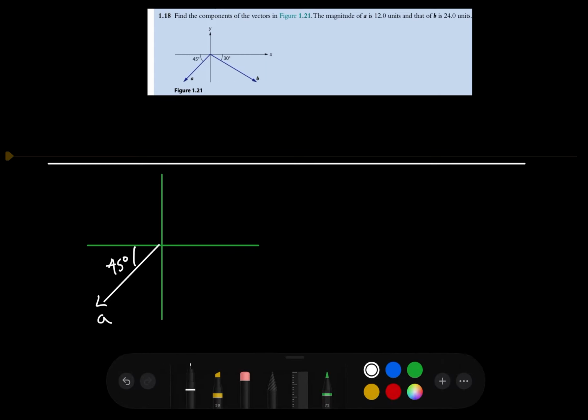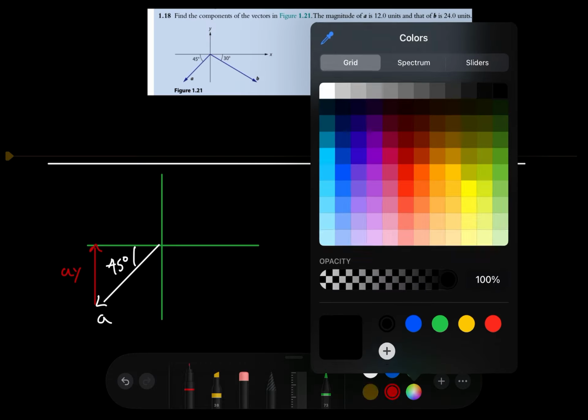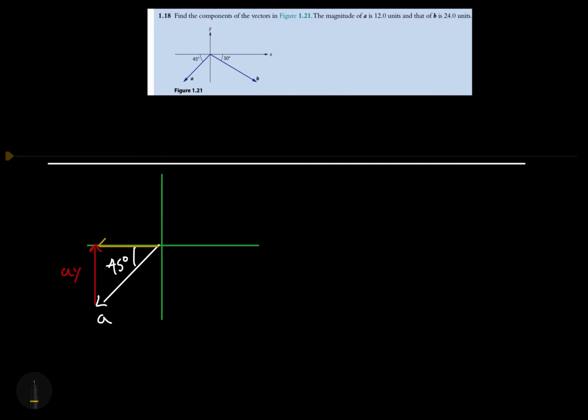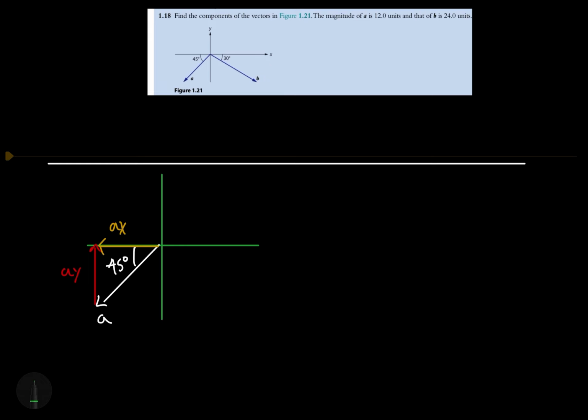directed is 45 degrees. Now, in order to break it down into its components, I'm going to construct a line that goes vertically. That's going to be the component of the vector in the y-axis. And then another one that goes along the x-axis, which is the component of the vector in the x-axis. So here, I can find AY by using the rules of trigonometry. Anytime a side is opposite to the angle, you can find it by using sine. So AY is going to be equal to A times sine of 45. But because A is in the third quadrant, it's going to be negative A times sine of 45.